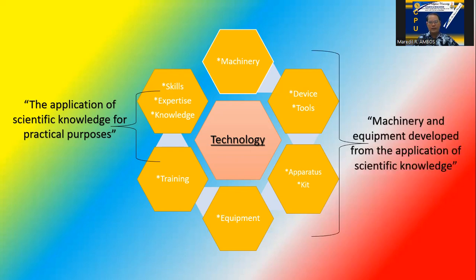We have also technology as machinery and equipment developed from the application of scientific knowledge. So if you can see, there are devices, tools, apparatus, kits, and equipment or machinery. So it talks about the equipment and the machine itself. Where does this come from? It comes from the application of scientific knowledge, based on the definition that we have. Again, when we talk of technology, there are two ways to define it: the application of scientific knowledge for practical purposes, and the machinery and equipment developed from the application of scientific knowledge.